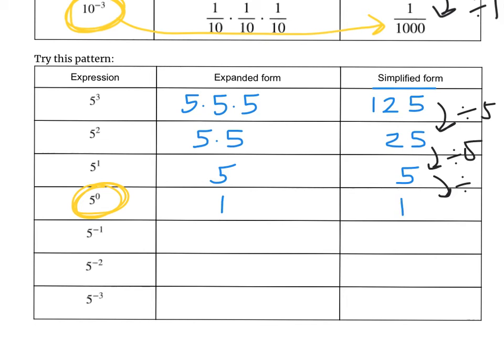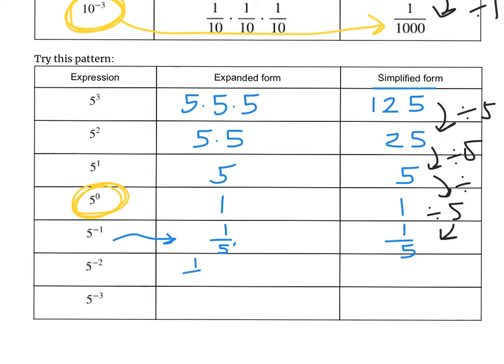So what's going to happen next? 5 to the negative first power, we just make it a positive fraction. We can take that negative 1 and put it in the denominator. So this is 1/5. Now this should make sense. 1 divided by 5 would be 1/5.